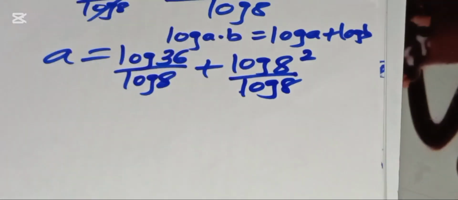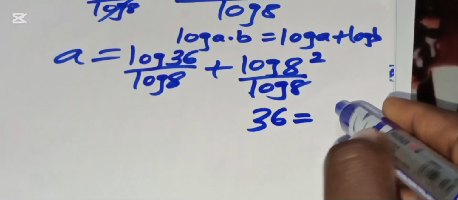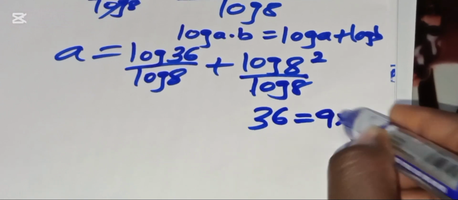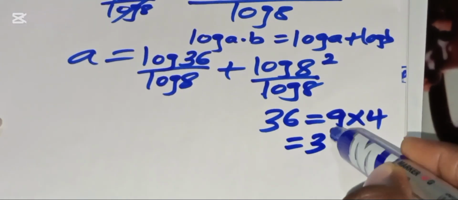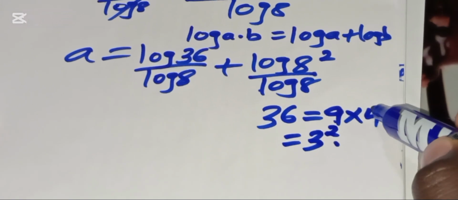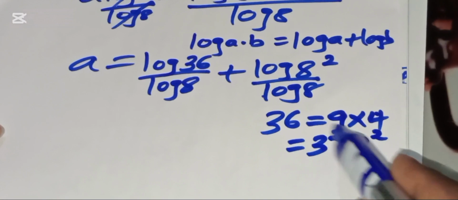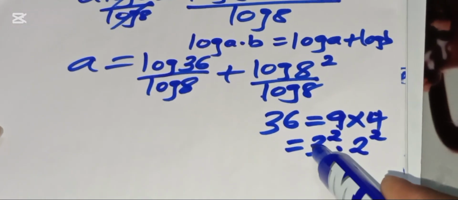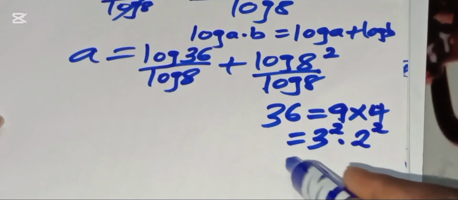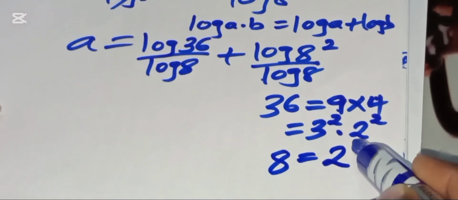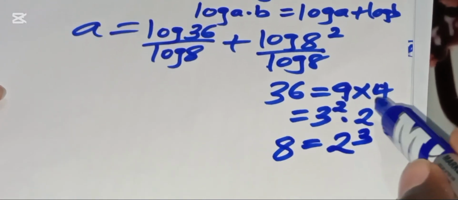Now from what we have here, we find that 36 can actually be expressed as 9 times 4. And 9 can be expressed as 3 raised to power 2, and 4 is the same thing as 2 raised to power 2. So we can say that 36 is the same thing as 3 squared multiplied by 2 squared. And 8 can be expressed as 2 raised to power 3. So let's substitute this.